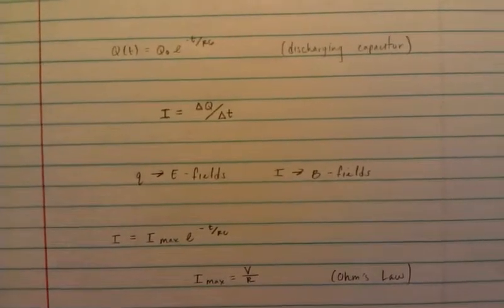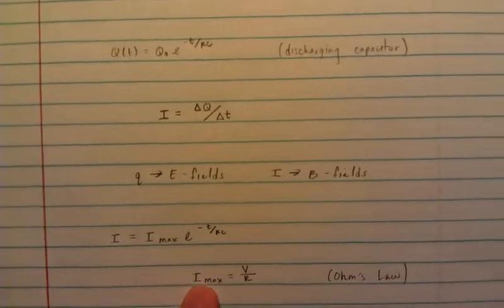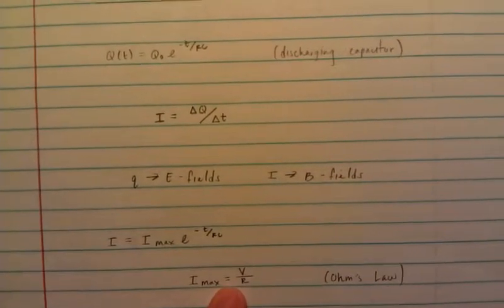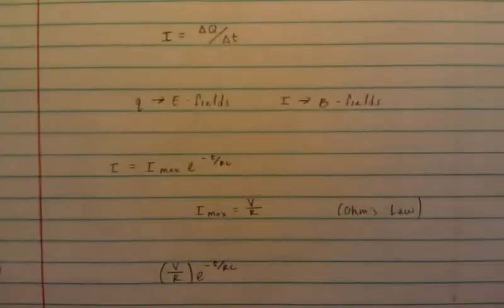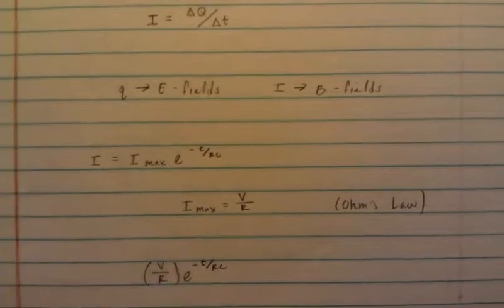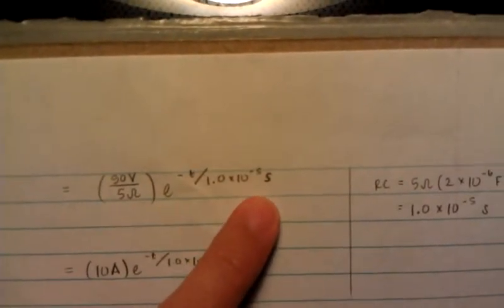And we'll use the relationship in Ohm's law to get I max, or current in general, equals V over R, or voltage over resistance. And that'll give us the equation V over R times e to the negative t over RC. And now, plugging in the values that are given in the problem statement, we'll get 50 volts over 5 ohms times e to the negative t over 1 times 10 to the negative 5 seconds.